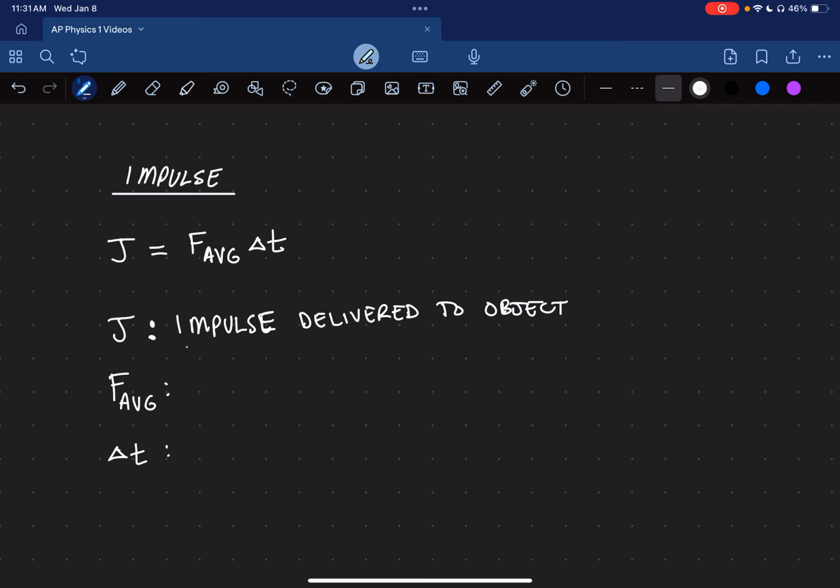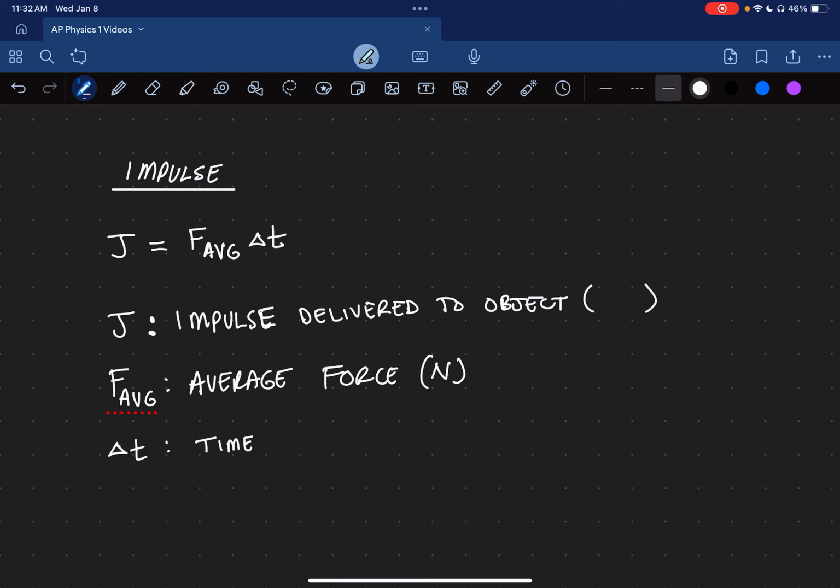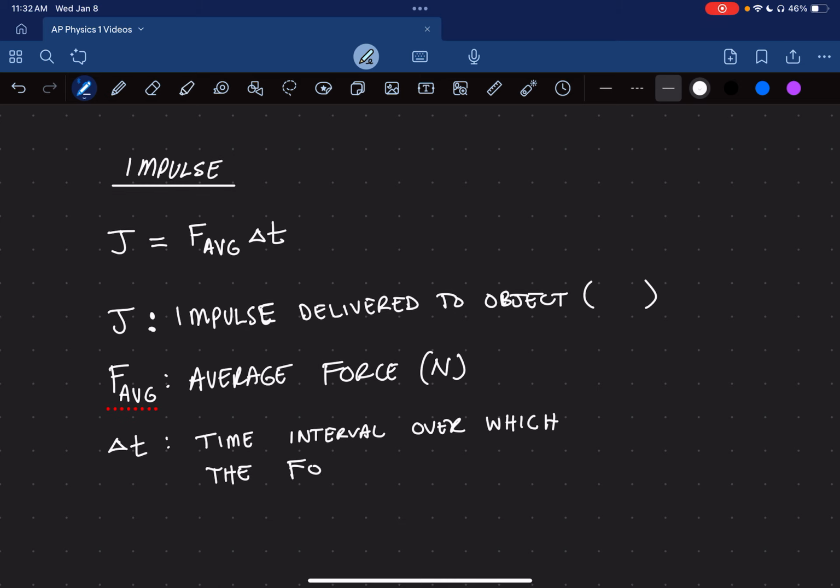F average is just the average force applied to the object. You all know that force is in newtons. We'll talk about the units of this here in just a moment. And delta t, of course, this is the time interval over which the force or the average force is applied. The unit is seconds.